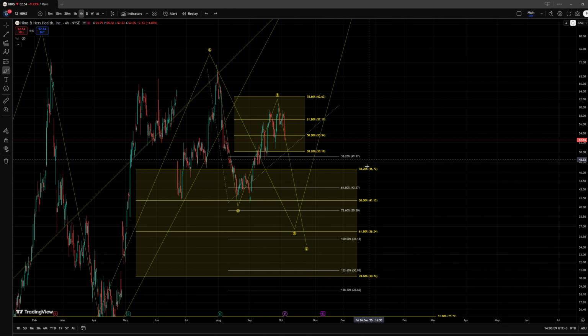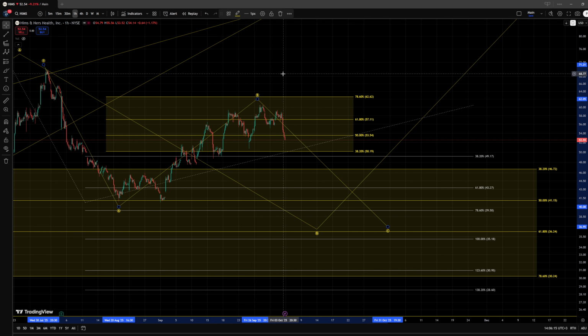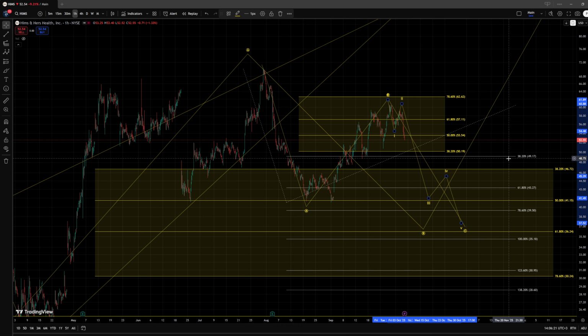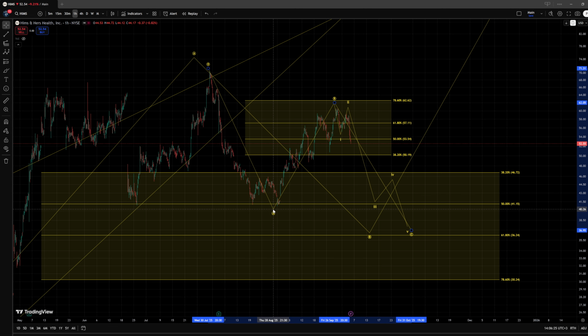Now, when we get closer to the end of this movement, we might even see a more clear structure within the wave C. I am overall looking for a 5-wave move to the downside within this wave C, and most likely even an additional low before or below this wave A bottom that we had.